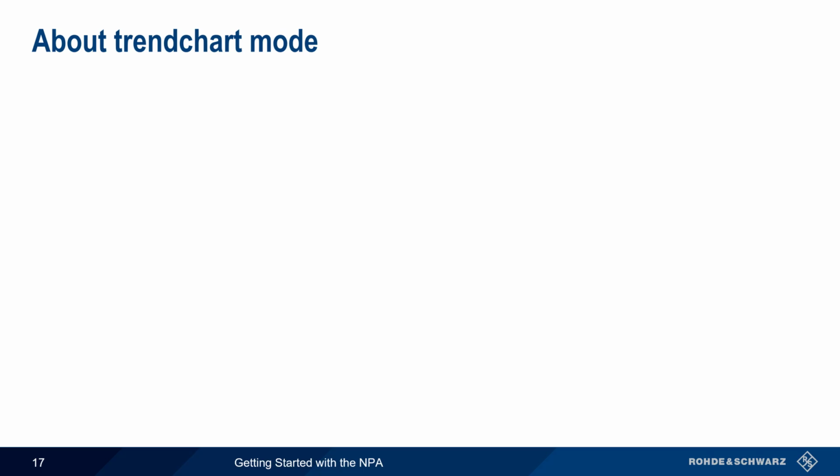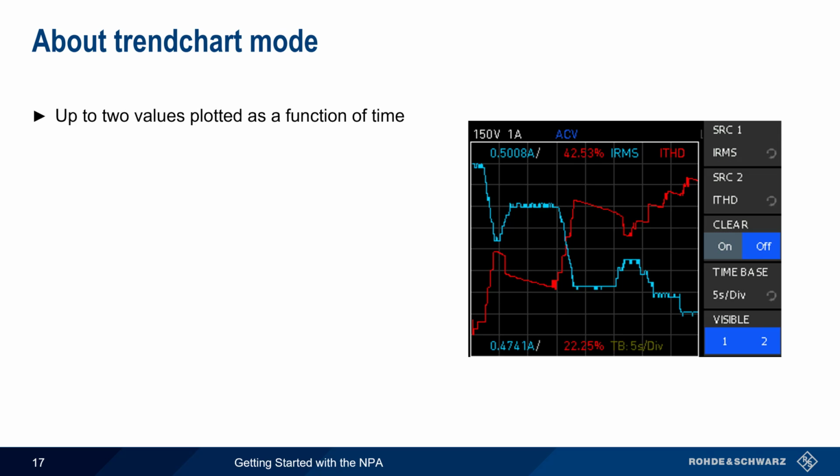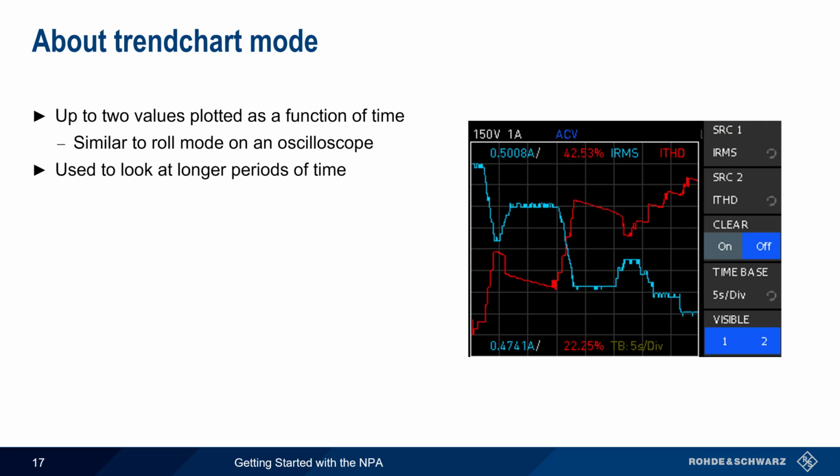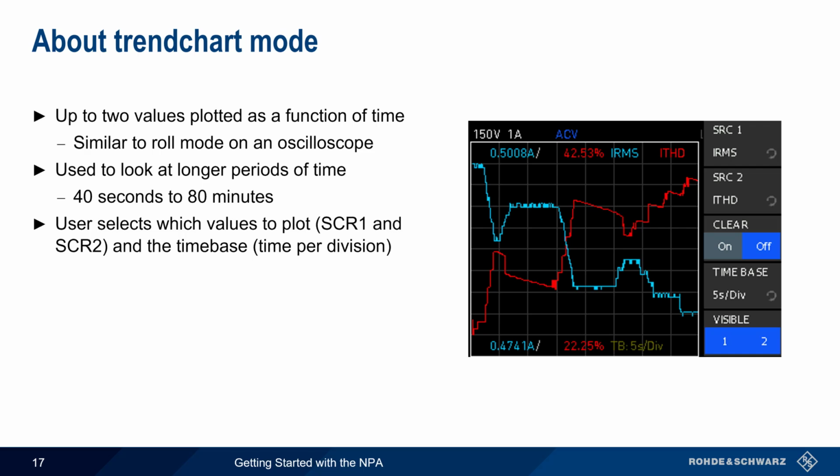Trendchart is another graphical mode which allows up to 2 measured values to be plotted as a function of time, in a way similar to roll mode on oscilloscopes. Trendchart mode is used to look at longer periods of time. 40 seconds to 80 minutes of data can be shown on the screen. The user selects which values to plot and the time base, but the vertical trace scaling is handled automatically.